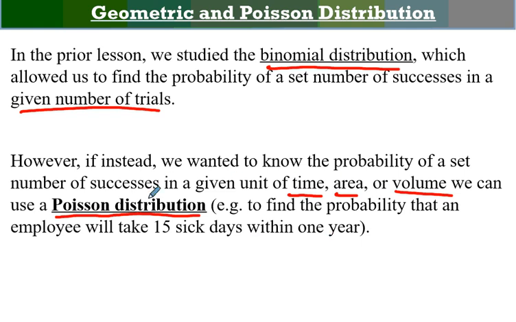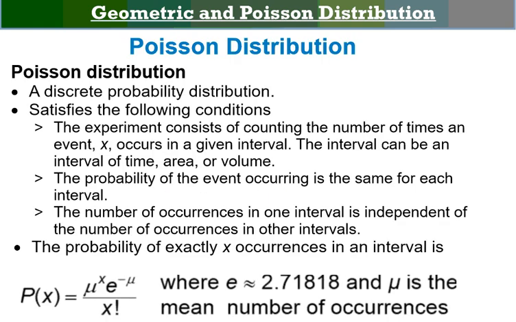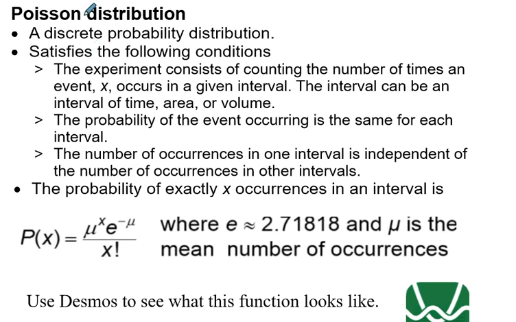To see where a Poisson distribution comes from, you'd have to take a higher end calculus-based statistics course, so the result will just be given to us. In order to apply a Poisson distribution, again, we have to be counting a discrete number of things, can't have decimal portions of things. The following conditions need to be true. The experiment consists of counting the number of times an event X occurs in a given interval, how many successes. This interval can be for time, area, or volume. If it's a number of trials, it'll be a binomial, but if it's time, area, or volume, it will follow a Poisson distribution. The probability of the event occurring is the same for each interval, consistent. The number of occurrences in one interval is independent of the number of occurrences in the other interval.